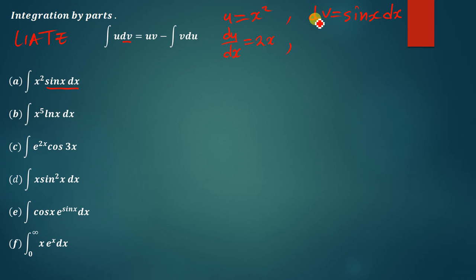Then we can also find v, because we know there is v there, but we don't have v in this expression. So how do you find v? It's by integrating this function. If we integrate dv, we're going to get v, and if we integrate sine x with respect to x, we're going to get negative cos x. So if you integrate sine x, you get negative cos x. Now we can use the formula.